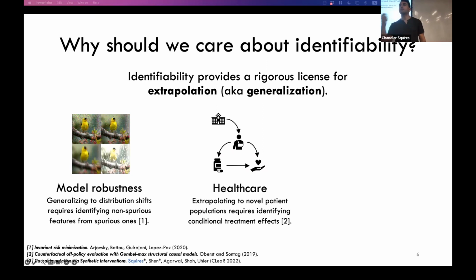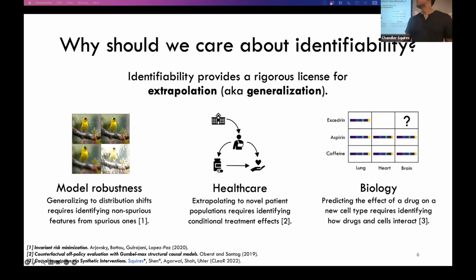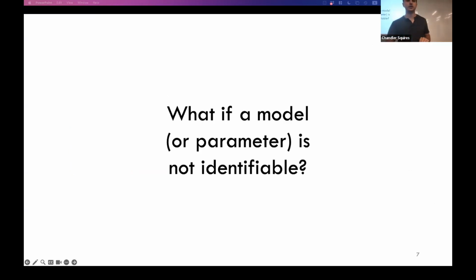In healthcare, we may care about extrapolating to novel patient populations, which requires identifying not just the precise average treatment effect, but a conditional average treatment effect. And if we're asking questions in biology, which is mostly what I think about, say we're trying to predict the effect of a drug like Excedrin in a cell type that we haven't tested that drug in before, say brain cells, then we're going to have to identify some form of interaction between how drugs and cells relate to each other. We have a little bit about that type of extrapolation from a causal perspective in one of the works, which I won't go into today.